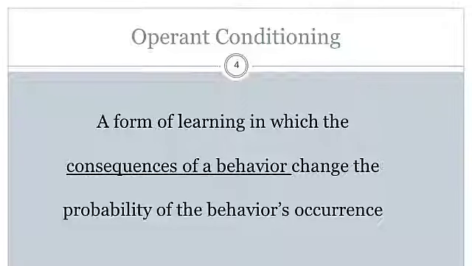Conditioning, we're talking about a process of learning in which the consequence of a behavior changes the probability of the behavior's occurrence. So, for example, you engage in some sort of behavior, and what occurs as a result of that behavior is going to change whether or not you're going to engage in those behaviors again. Are you going to engage in those behaviors more often or less often as a result of the consequences of that behavior?